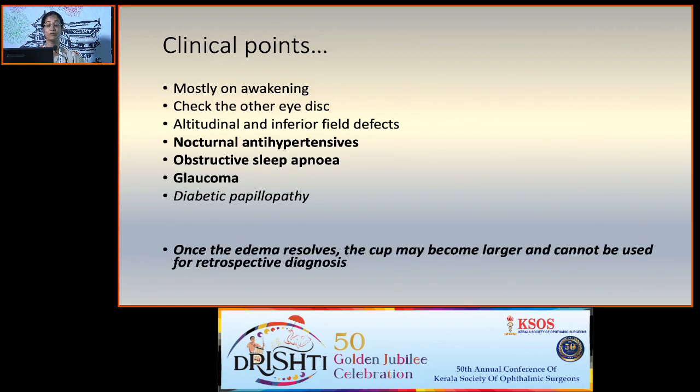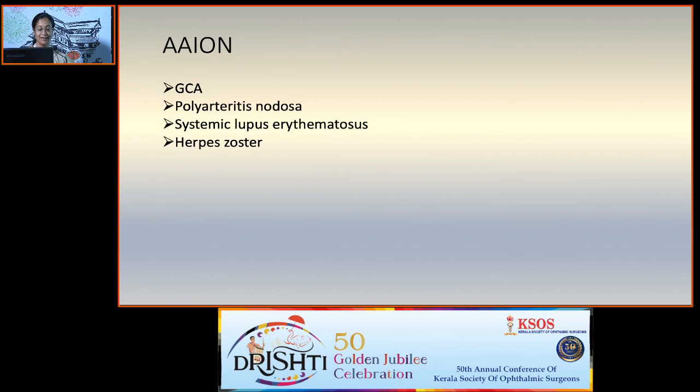And diabetic papillopathy is actually thought to be a variant of NAION, wherein the disc edema will be there, associated with more telangiectatic vessels and hemorrhages. Once the disc edema resolves, that also will resolve, and it is not to be confused with new vessels. Retrospective analysis of NAION might be difficult, because on resolution of the disc edema, some neurons can become atrophic and the cup might look larger.